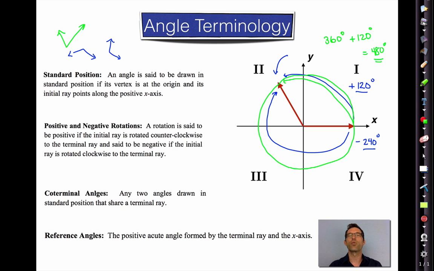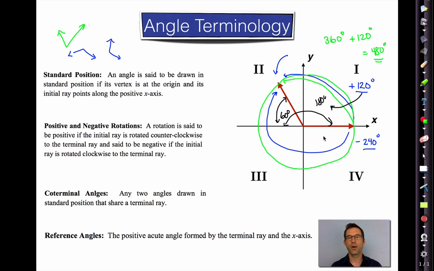Finally, there's something known as a reference angle, and this is amazingly important. The reference angle is always between 0 and 90, and it's always between the terminal ray and the x-axis. So in here, the reference angle is 60 degrees. And I know that because the entire straight angle here is 180, and then I just have to subtract 120 from it to get the 60.